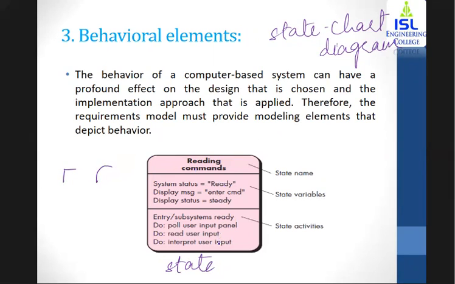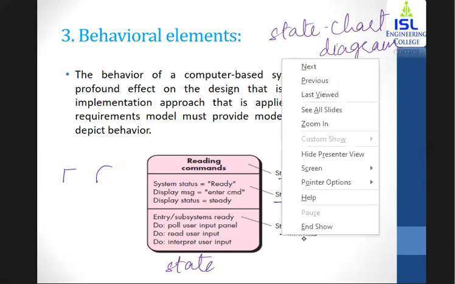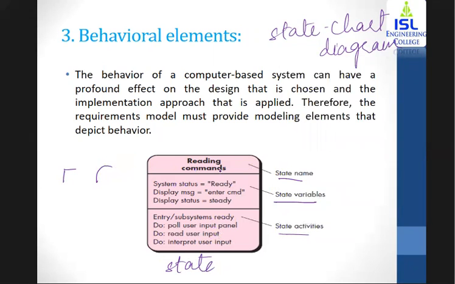Again, you're going to have three compartments within the state. The first is going to be the name, second is going to be the different variables, and the third is going to be the different activities that are going to be performed. So the first one is, suppose you're reading commands. When you're reading commands, the different variable is the system status message, it is going to be ready, as within the use case diagram we have seen. When you've activated all the sensors, it is going to be ready.